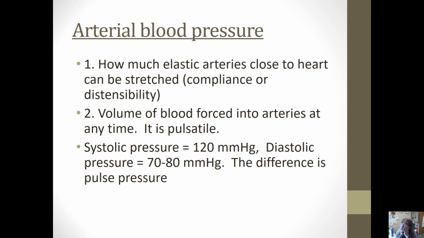The blood volume forced into the arteries, like we said, at any time is pulsatile because of the surges that come from the heart. And you've probably had your blood pressure taken before or done someone's blood pressure, and we know that we should have a systolic pressure around 120 millimeters of mercury and a diastolic pressure of about 70 to 80 millimeters of mercury, and then the pulse pressure is the difference between the two.